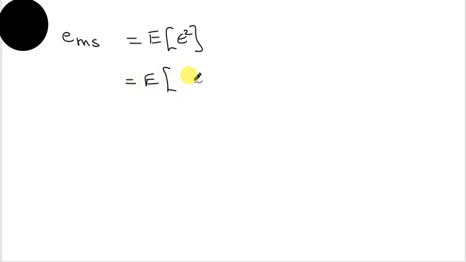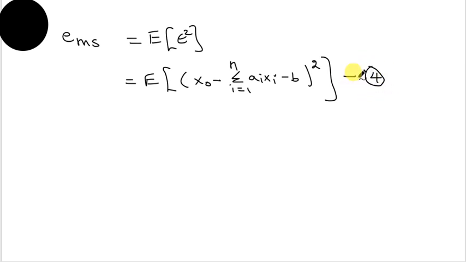I need to obtain the EMS, the mean square error. This is nothing but E of epsilon squared. So E of epsilon squared is now going to be E of (x naught minus the summation i equal to 1 to n of ai xi minus b), this whole square. So this becomes our equation number 4.